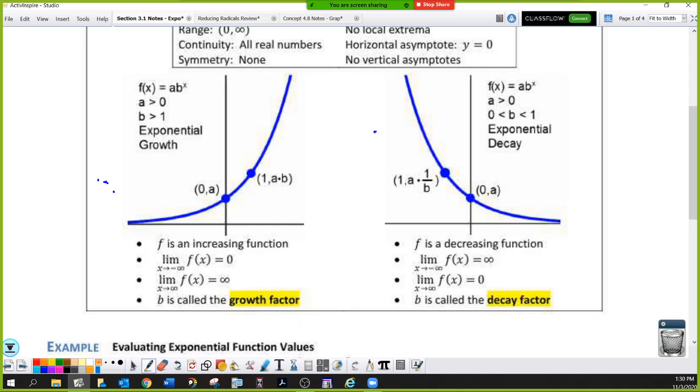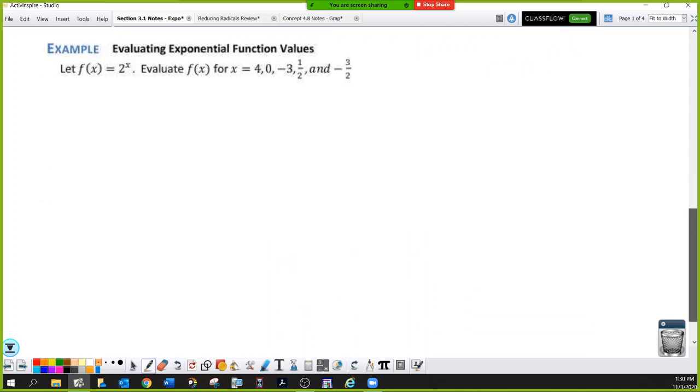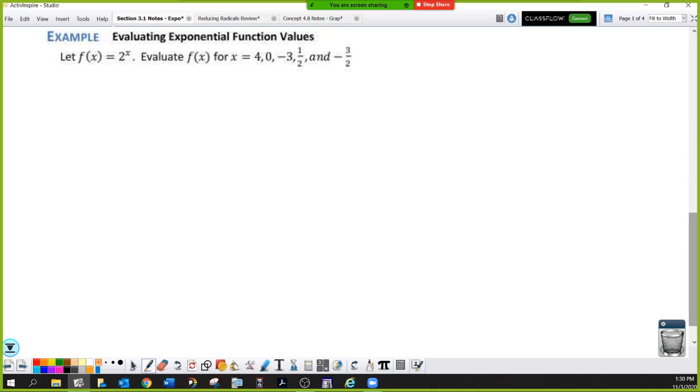Oh, and the base, the number, if it's growth, is called the growth factor. If it's decay, it's called the decay factor. Now we can actually start doing some stuff.